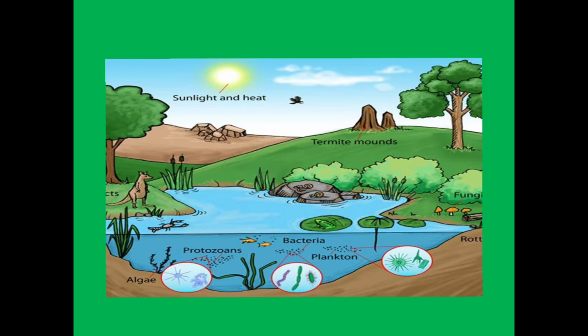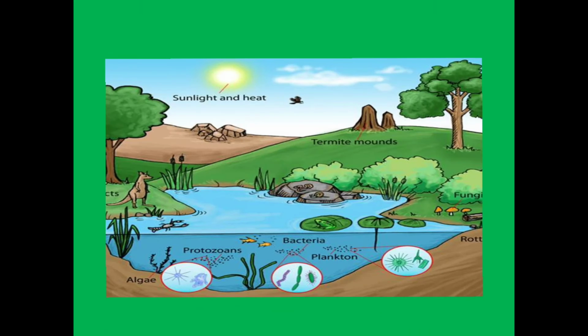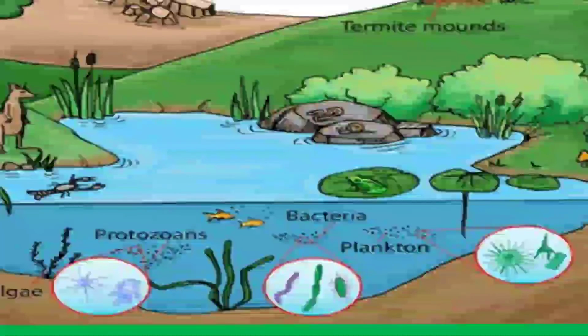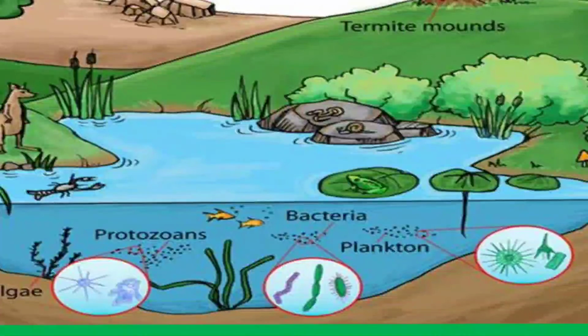So here, the sunlight provides energy for the tree, and the bacteria under it are what was mentioned earlier, the microbes studied by ecologists. Here we can see microbes like bacteria, plankton, protozoans, algae, and etcetera.